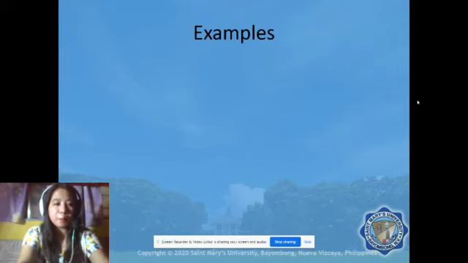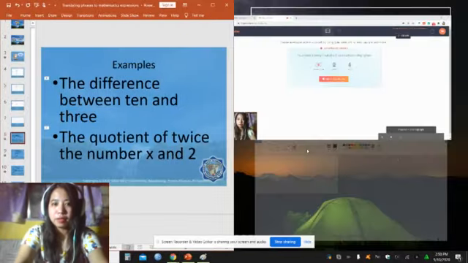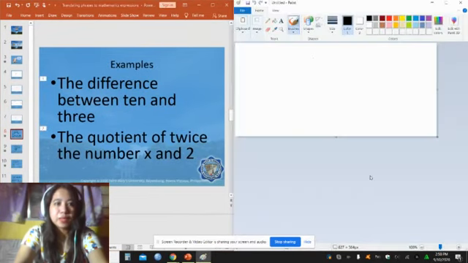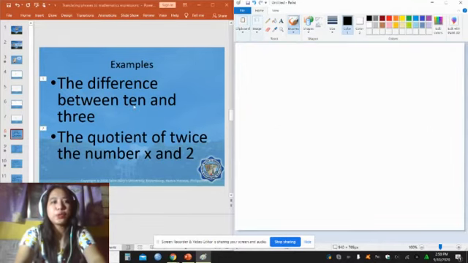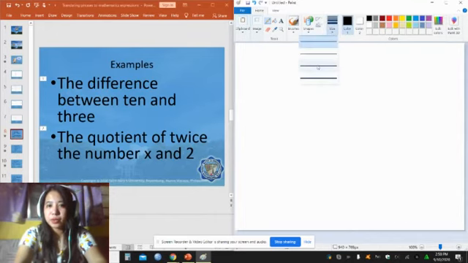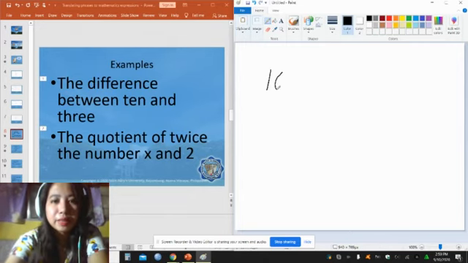Okay, let's have an example. Let us consider these examples and let us answer this. Number one, the difference between 10 and 3. How will we write the difference between 10 and 3? To write this, this is equal to 10 minus 3.